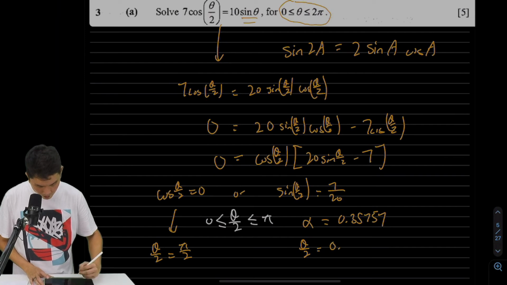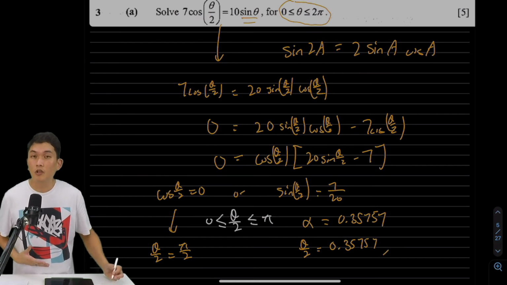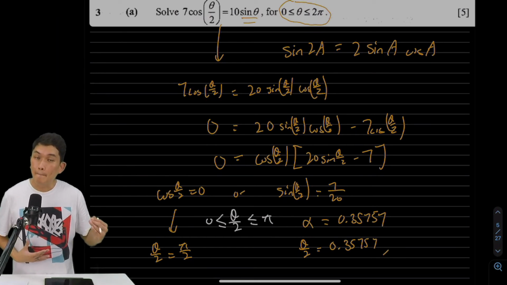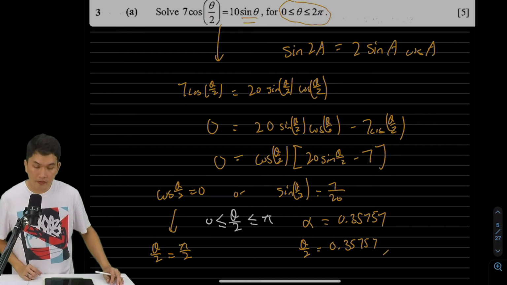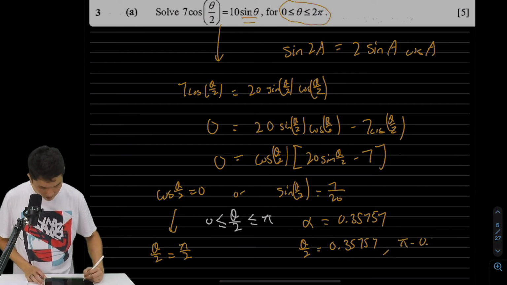Okay, then I'm going to get 2 answers. One is in the first quadrant, which is 0.35757. The other one is in the second quadrant. To get the answer in the second quadrant, we take pi, which is 180, minus away whatever we just found, 0.35757. So the second answer is this.